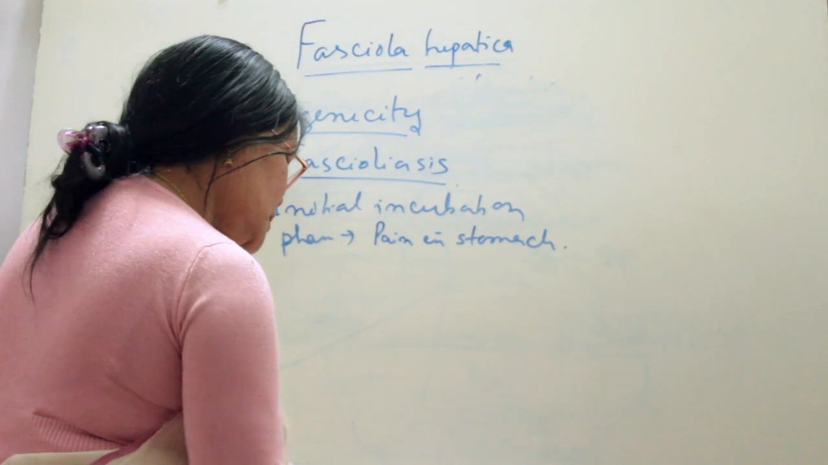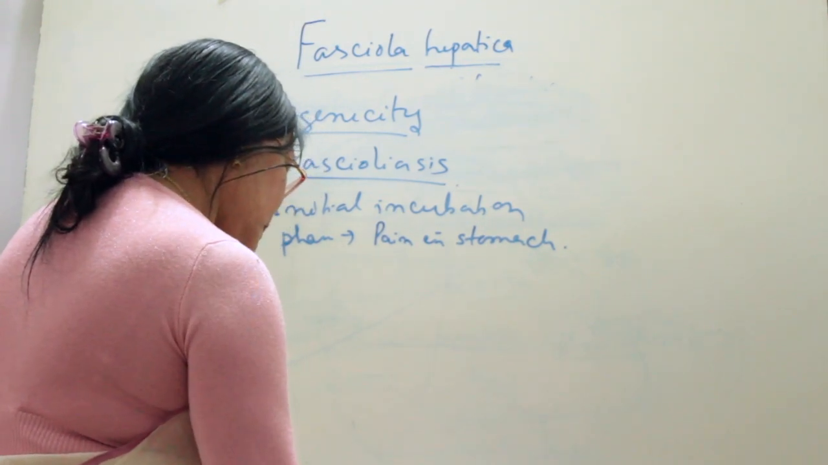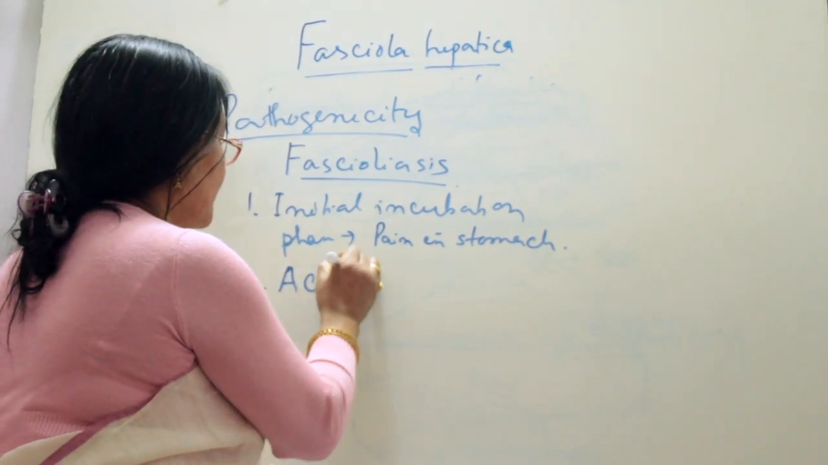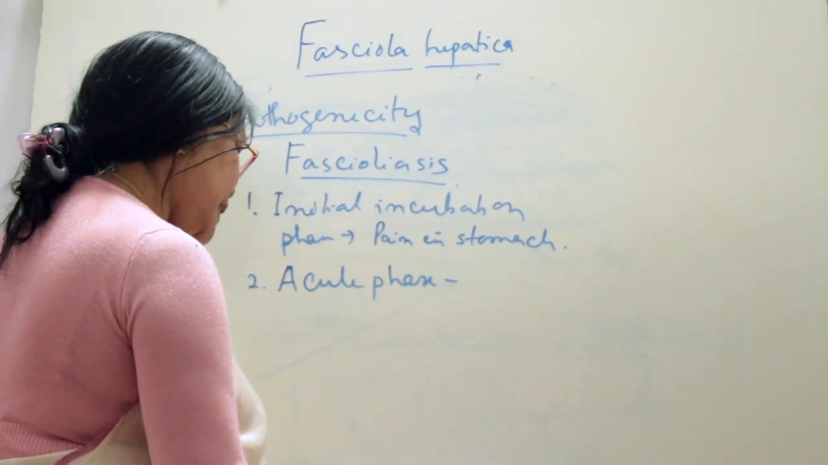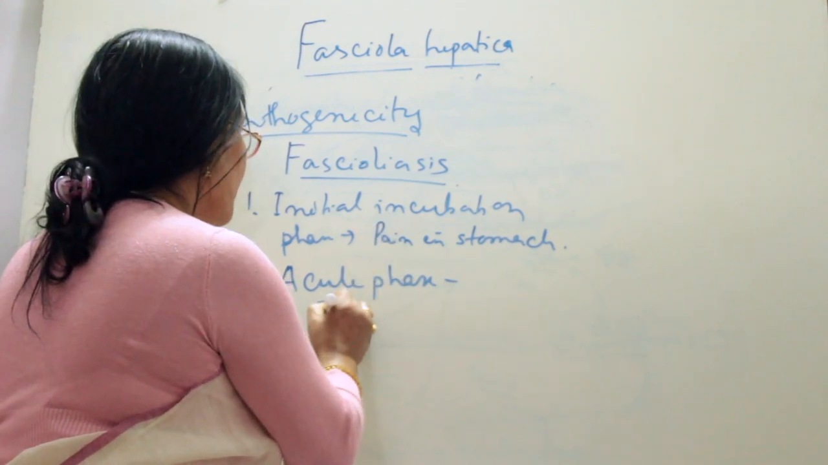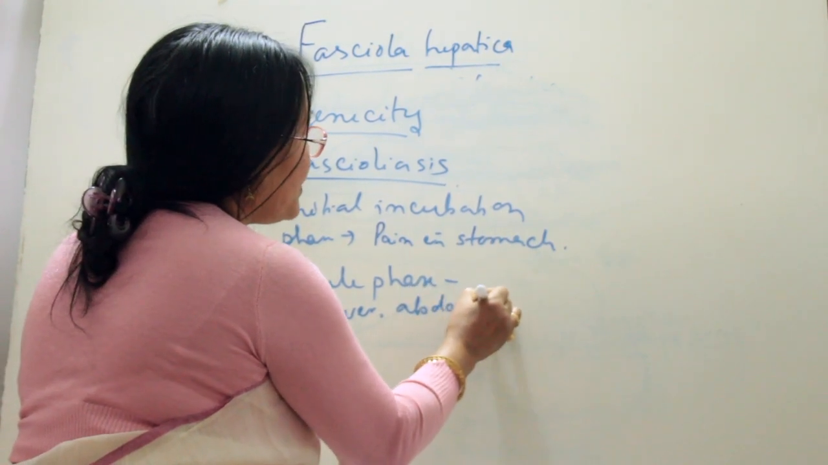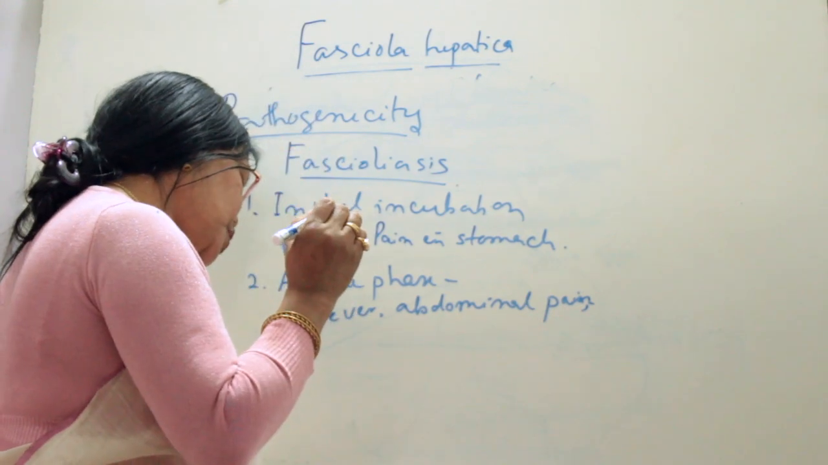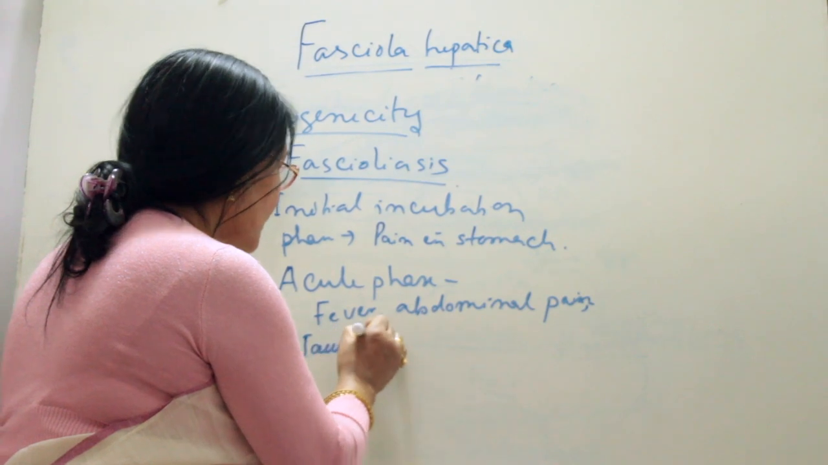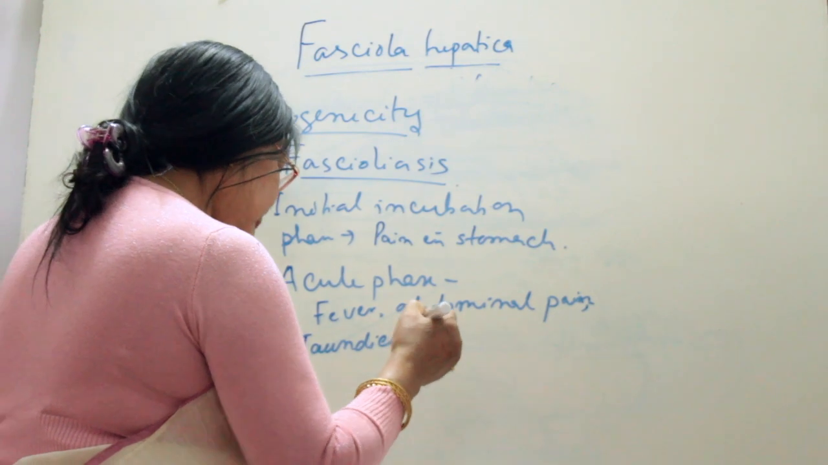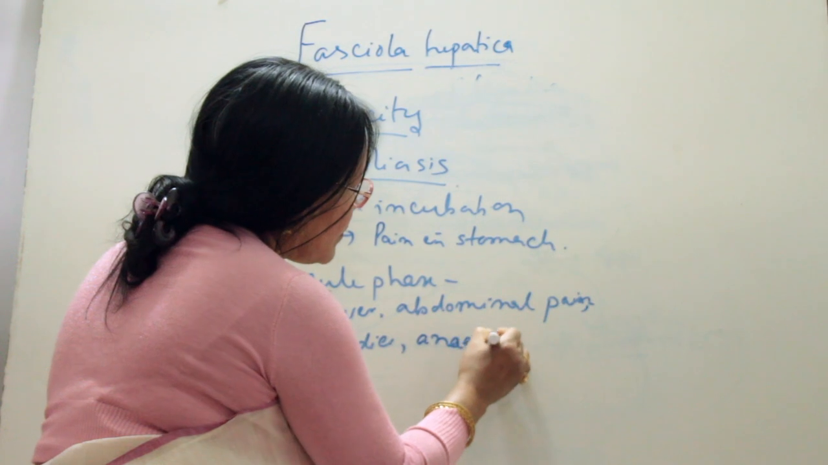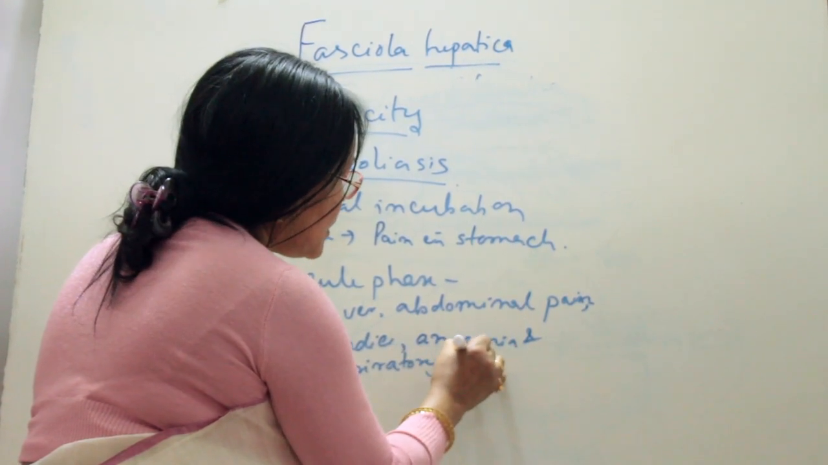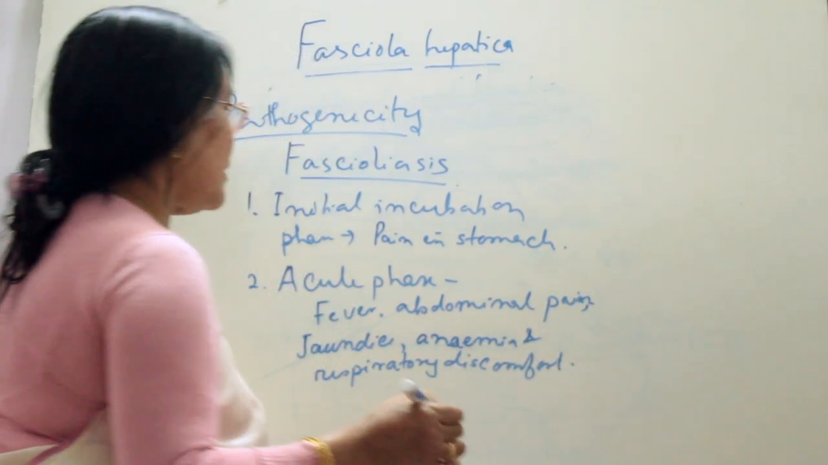Then after some time, the disease progresses to what is known as the acute phase. In this acute phase, there may be fever, abdominal pain, jaundice, anemia, and respiratory discomfort. This is the acute phase.